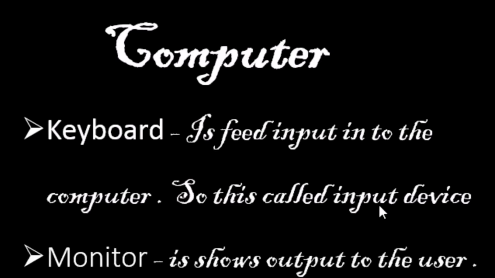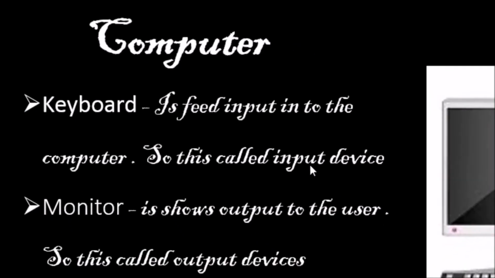Okay, the next one is the monitor. The monitor shows the output to the user, so this is called an output device. The device used to give the output to the user is called an output device. Other than the monitor, the printer is also an output device.